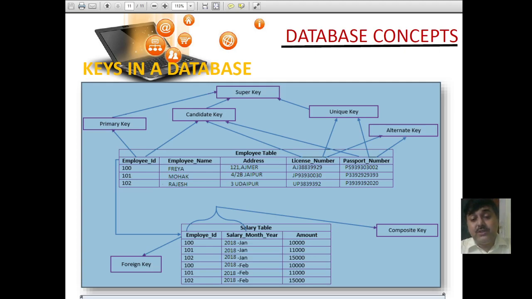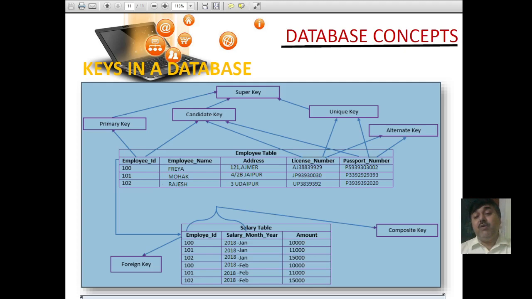So when we consider them, we find that they are also unique in nature. If employee ID is not there, and we are using another table, we can use license number as a primary key, or passport number also as a primary key. So they can combine and make what? A super key. That means your candidate key, primary key and unique key can combine and make a super key. That is what the super key concept is.